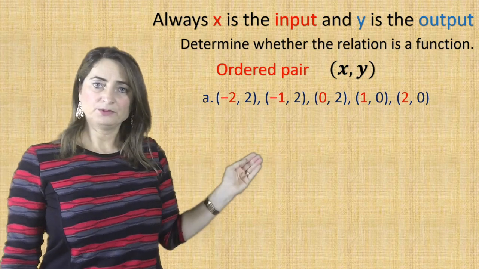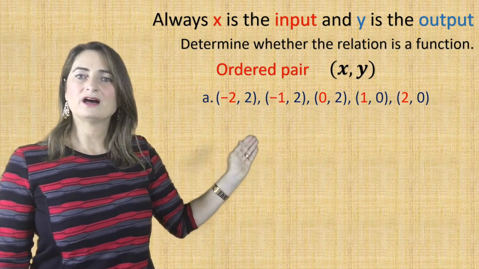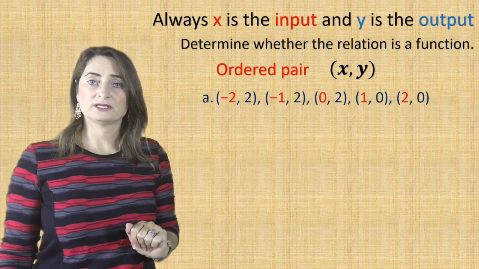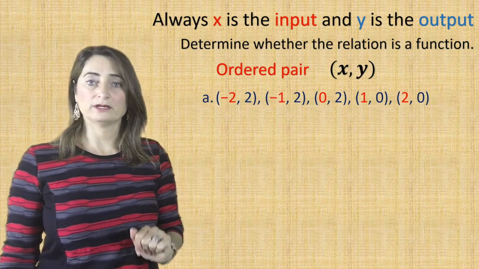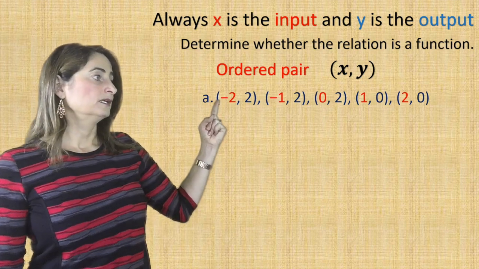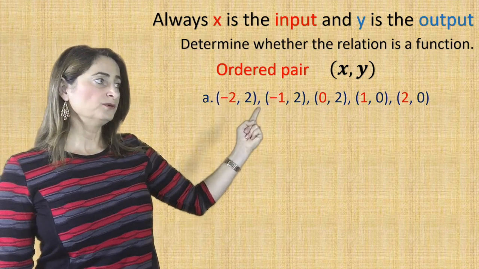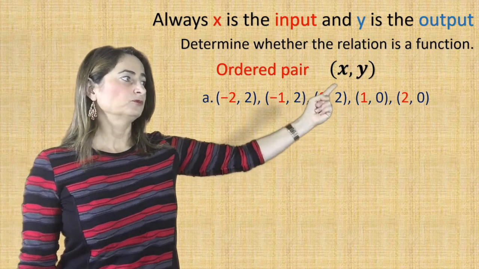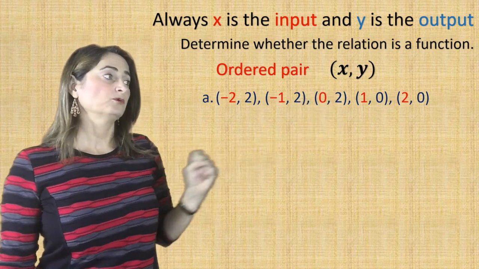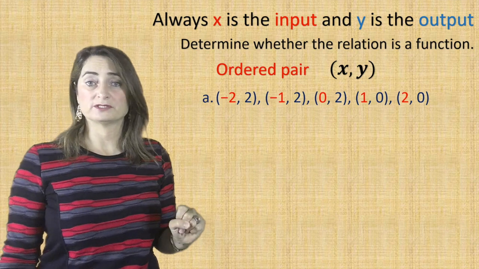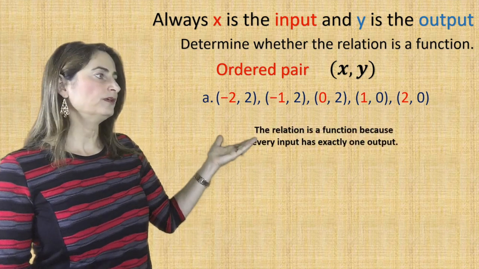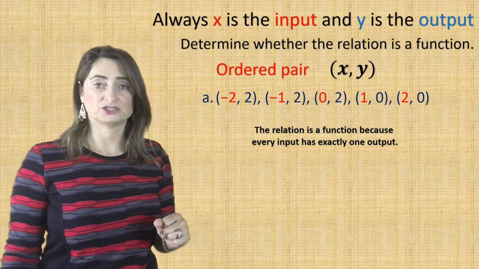Here's the first example. Look at all the numbers in red. They are the inputs, and all the numbers in black are the outputs. Does every input has exactly one output? Let's see. -2 has one output, which is 2. -1 has one output, which is 2. 0 has one output, which is 2. 1 has one output, which is 0. And 2 has one output, which is 0. So yes, every input has exactly one output. Therefore, the relation is a function.